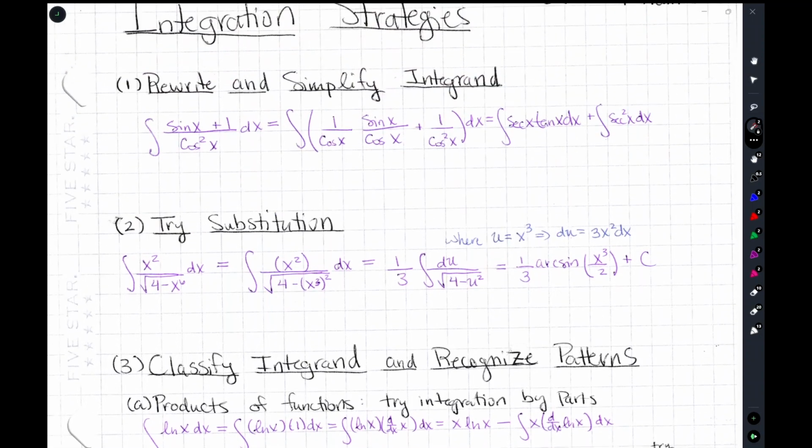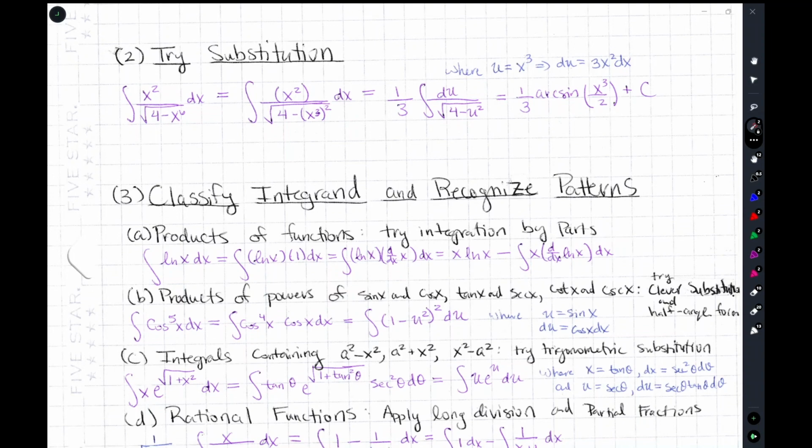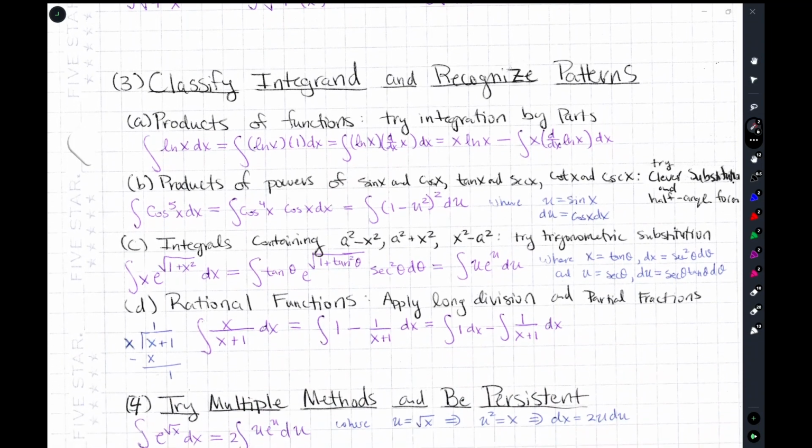So that's the second thing that you could try, just substitution. It's the basic form. Third, you get deeper into the actual methods that we covered. So if rewriting didn't work and u-substitution is going nowhere, well, we could then try to classify the integrand and recognize some patterns.